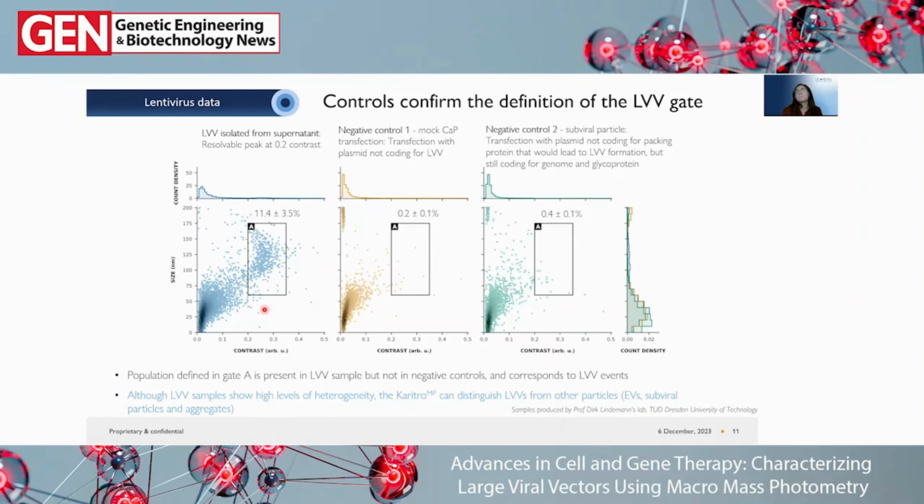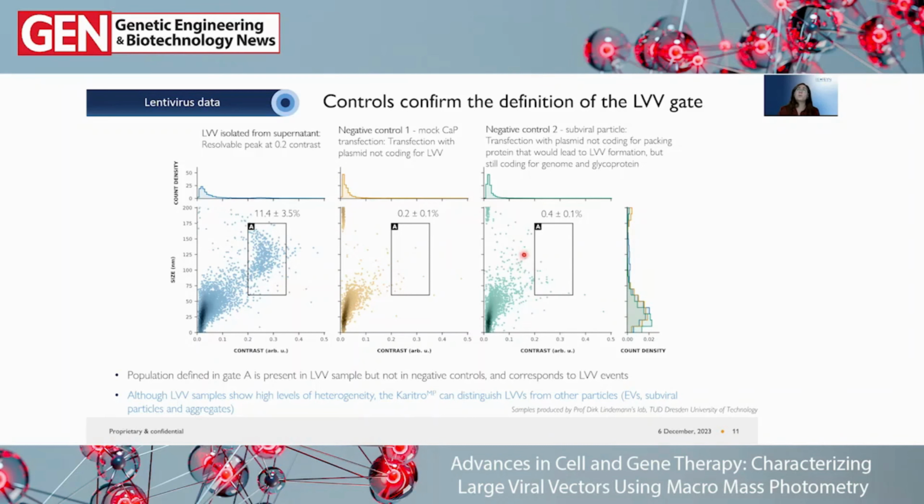So the way we approached this with our collaborator is basically by measuring, in addition to the lentivirus sample, 2 negative control samples. In the first one, we have a mock transfection sample where basically we are transfecting with a plasmid that does not code for the lentivirus. And what you see is still the presence of the population at low size and low contrast, but virtually no particles in the gate A. In the other negative control sample, what we've done is a transfection with a plasmid that does not code for the packaging protein that would lead to the lentivirus formation, but still codes for the genome and the glycoprotein.